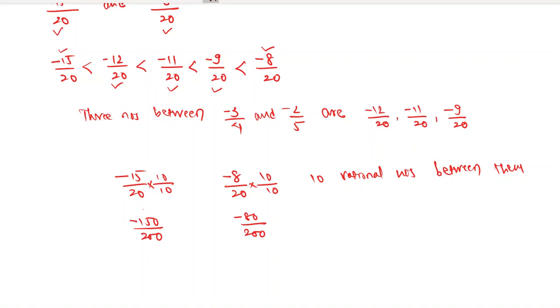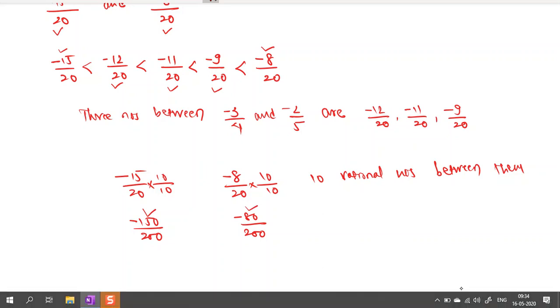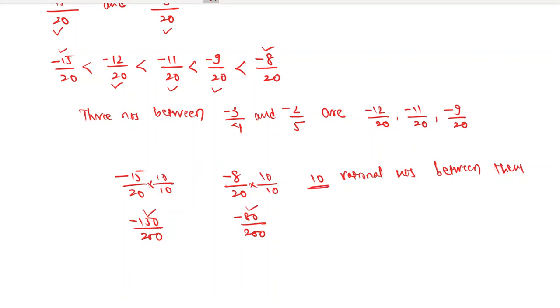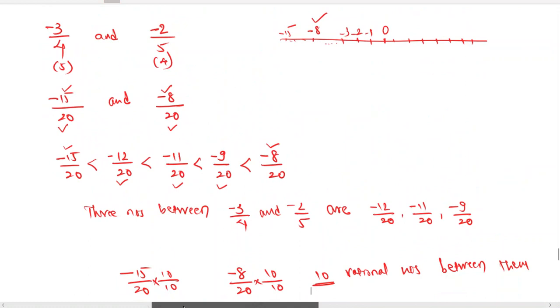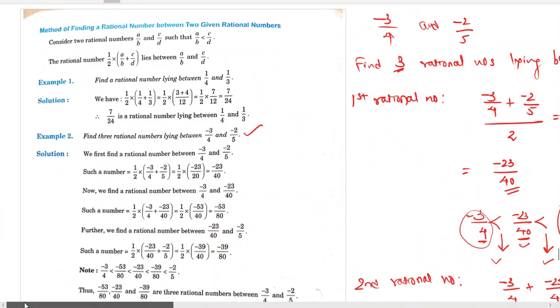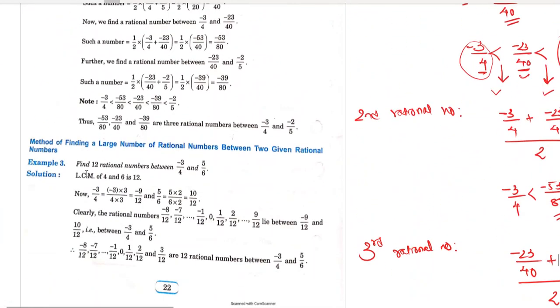Now just imagine how many numbers lie between minus 150 and minus 80. There are 70 numbers. You have to choose only 10. Very easy. So you can find 10 rational numbers as you please. Right? So these are a few more methods which I have discussed to insert or to find rational numbers between given two rational numbers. Right?